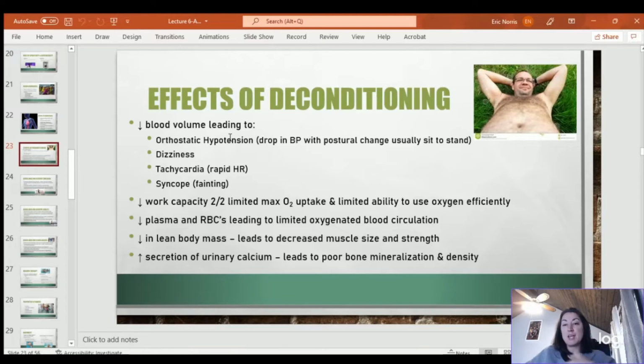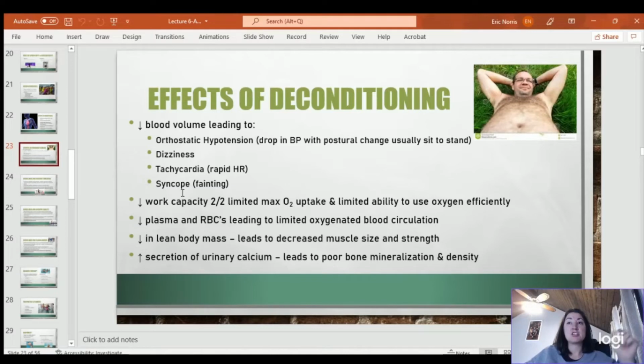Everyone, when they change from laying down to sitting up or sitting up to standing, has somewhat of a drop, but if it's more than a specific increment, I think it's like 10 millimeters of mercury or 20, then it's considered orthostatic hypotension, and that's when some of those symptoms like dizziness and lightheadedness will occur. Decreased blood volume in itself can create dizziness. It can also create tachycardia, which is a rapid heart rate. Your heart responds by increasing the heart rate speed in order to keep up. Syncope, which is fainting.